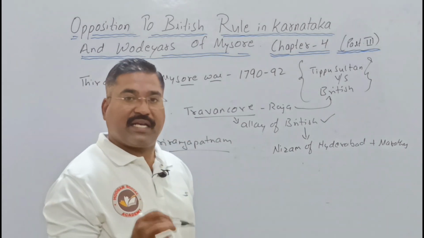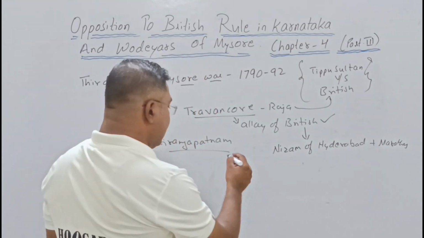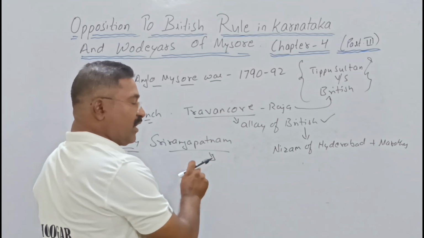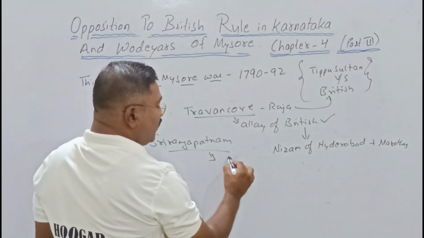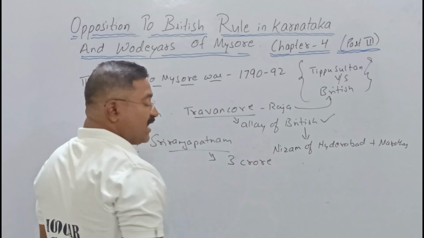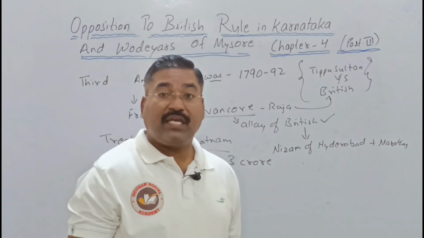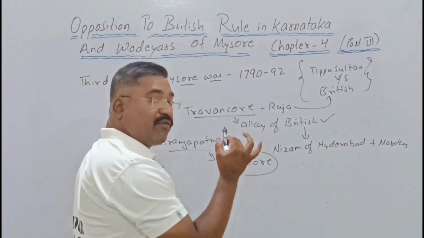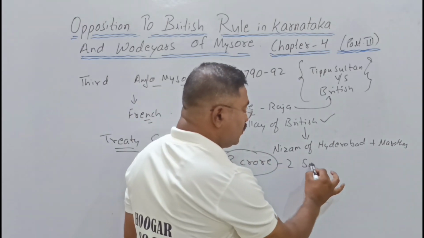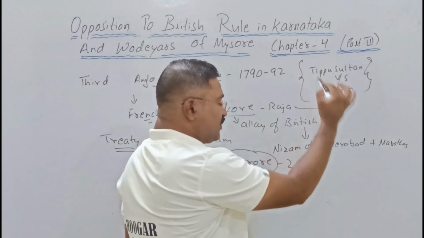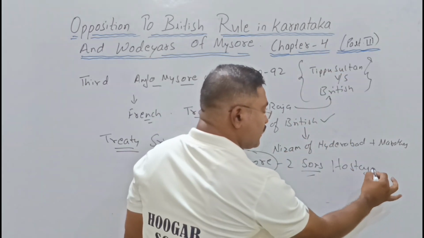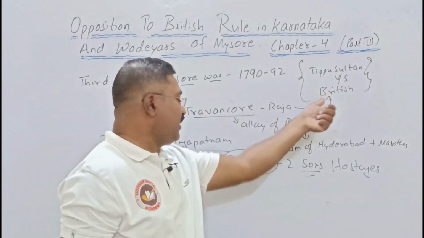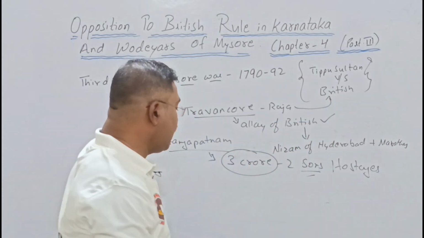According to the Treaty of Srirangapatnam, after the battle, Tipu Sultan was penalized with 3 crore rupees as a war penalty. Till he paid these 3 crore rupees, two sons of Tipu Sultan were kept as hostages, as security. The two sons were taken captive by the British till the payment of 3 crore rupees.